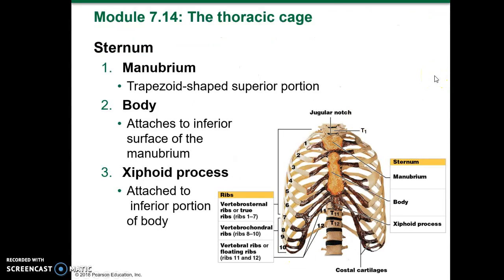So if we look closer and we start with the sternum, the manubrium is that center bone in front of your chest, the anterior. The manubrium is the top part of the sternum. It's a trapezoid-shaped superior portion. The body is the majority of the sternum. This is attached to the inferior surface of the manubrium. And then at the very bottom is a very small piece called the xiphoid process. It's attached to the inferior portion of the body. And notice that your ribs do attach to the sternum through the costal cartilages.